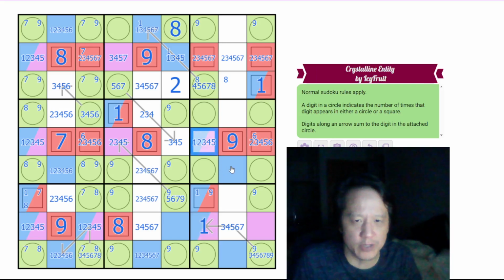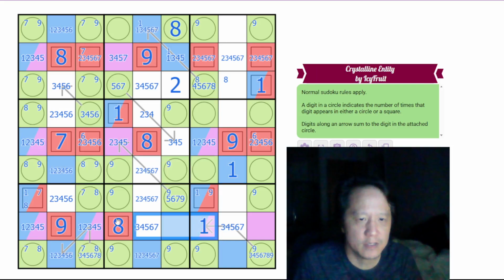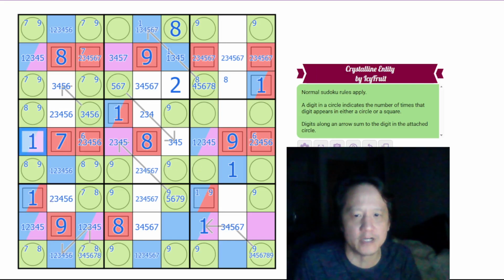Right? If this is 1, that means this can't be 1. This can't be 1 here, but this 1 not being there means this has to be 1 here, which means this is a 1 in both places. So this can never be 1.